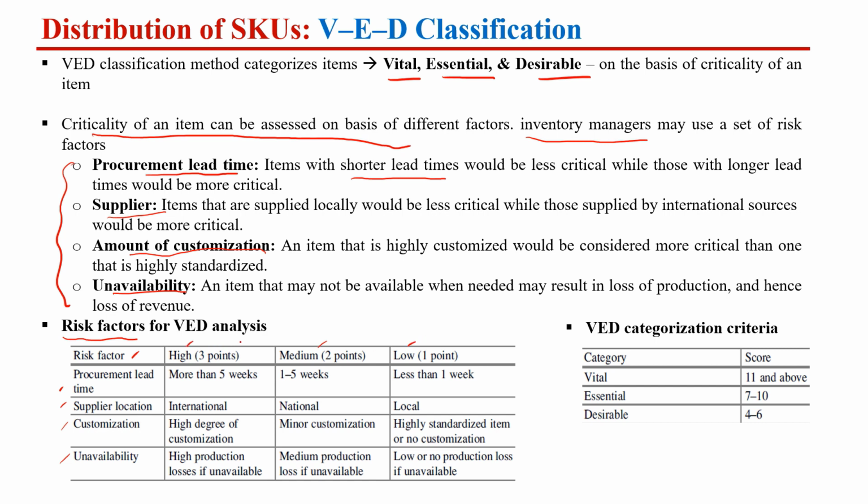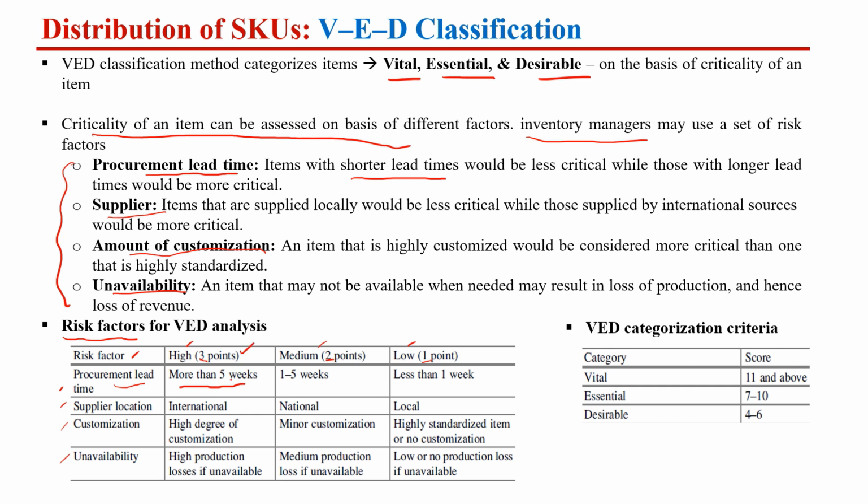And this is a point system we can use. If we say it's a high risk, then we are going to assign 3 points. If it is medium, then 2. If low, it is 1, like we have given the standard. So if a particular product has a lead time, and every product has a procurement lead time, then a product with more than 5 weeks of lead time would be considered a high risk factor.